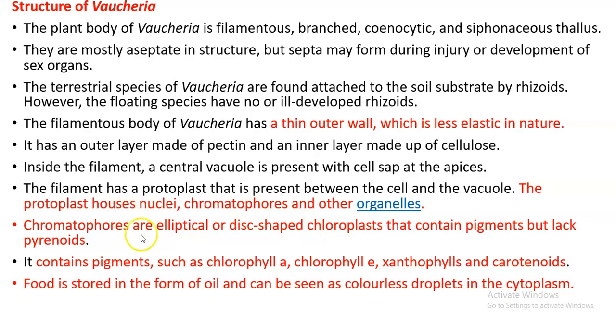These chromatophores are modified or disc-shaped chloroplasts that will be having pigments like the pigments that are normally associated with the Xanthophyceae, like xanthophylls, carotenoids, etc. But it is not having pyrenoids, because normal chloroplast has pyrenoids for storing starch. Here the starch is not stored within the chromatophores but outside as oil droplets. Not starch, the oil droplets are the reserve food. Then we can see oil deposits which are seen as colorless droplets in the cytoplasm. That is the reserved food material.